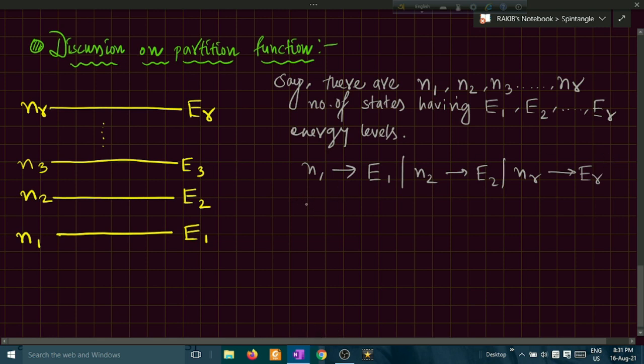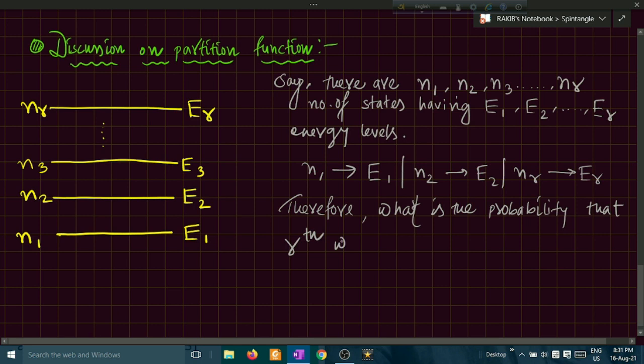Therefore, our question is, what is the probability that the Rth system will be found in the ER energy level? This is our question.